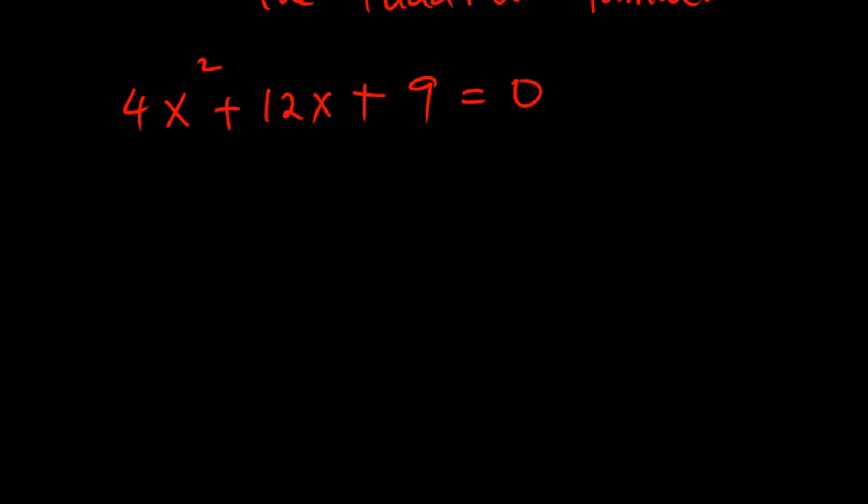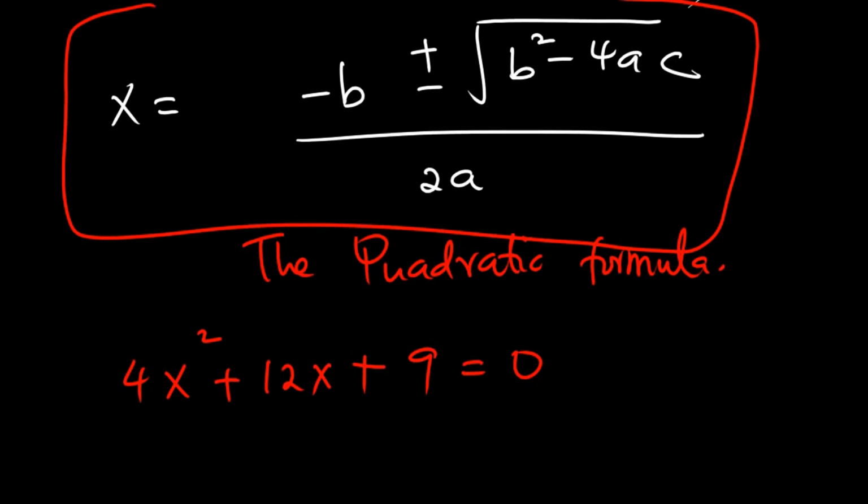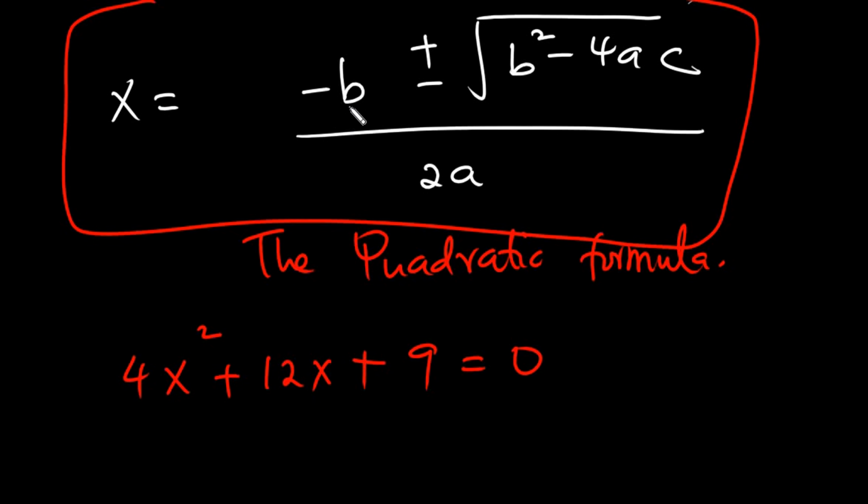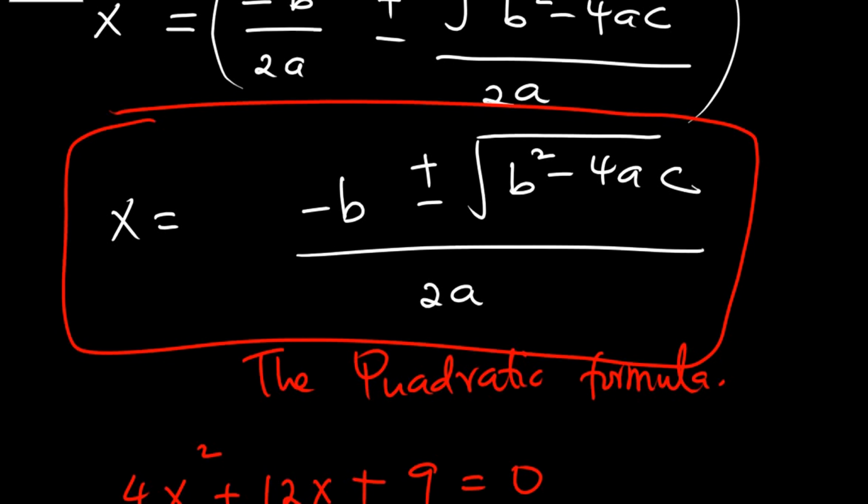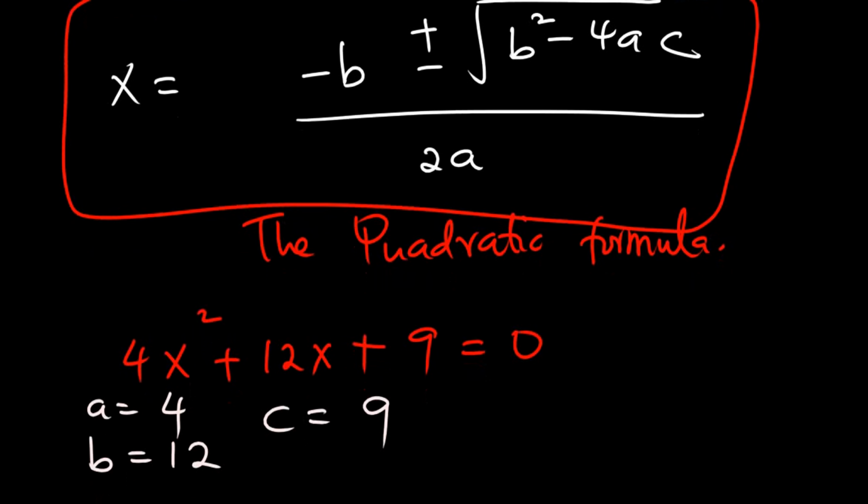So for the quadratic formula, we need to identify b on this equation. We also need to identify a, and we need to identify c. So from this equation, what is a? a is the coefficient of x squared, which is 4. b is the coefficient of x, which is 12. And c is the constant, which is 9. So once you have identified all those values, we need to apply them into our formula.